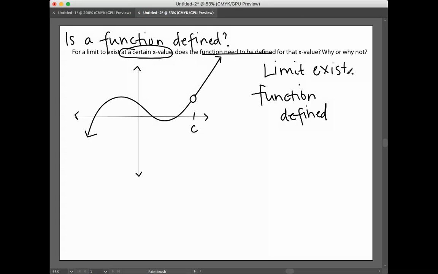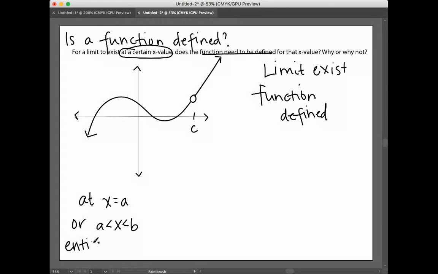So for the limit to exist, we wouldn't say the limit exists for a function as a whole. We would say that the limit exists at x equals a number. Or we might say the limit exists when x is on an interval. So the limit exists everywhere between a and b. You could also say it exists for the entire domain, but you have to specify the x values. So we don't just say the limit exists of a function, period.